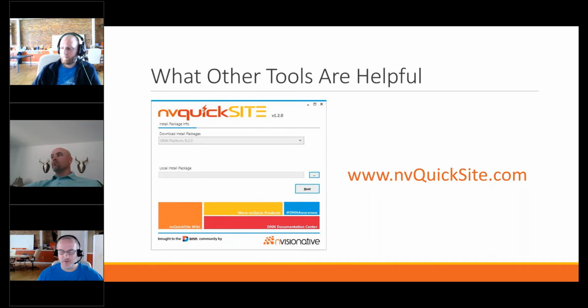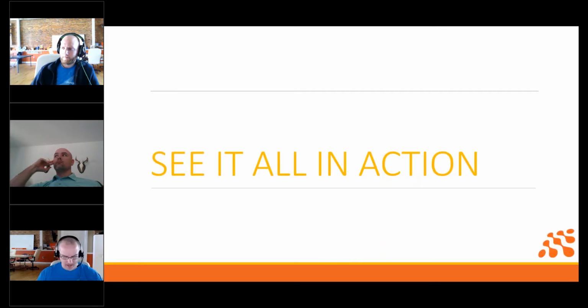What other tools are helpful? Well, you've heard a little bit about MV Quick Theme. We also have MV Quick Site, and this will help you get an actual DNN instance up very quickly. Less than a minute, actually, is what we like to say, depending on the speed of your computer. It is a great tool. It's a Windows Forms application that runs right on your computer and helps you install DNN without having to do that in a manual fashion. You can find that at mvquicksite.com, and that will also link you over to the GitHub repository. That is also an open source tool. So let's see it all in action.